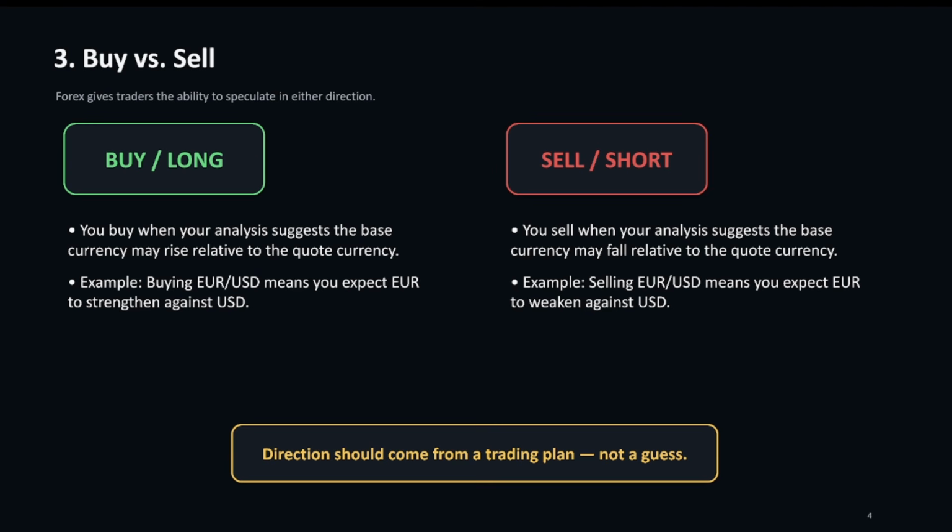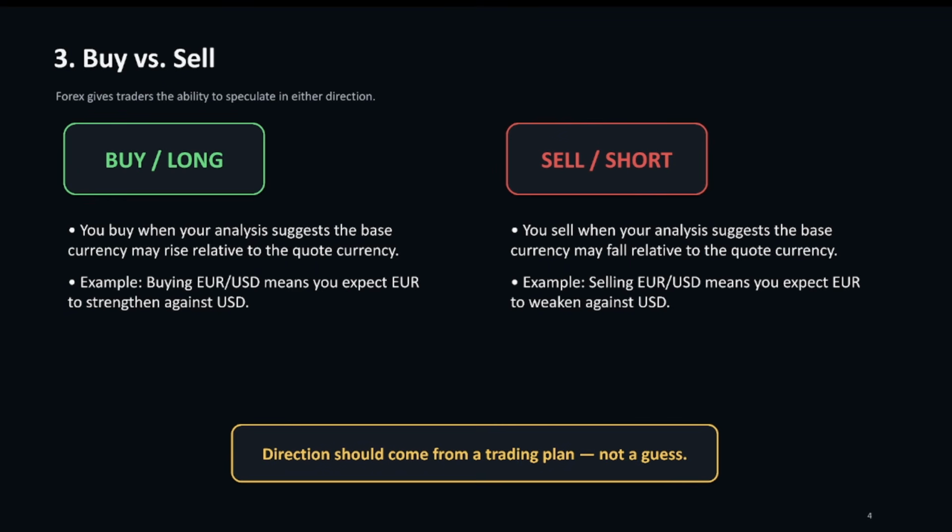Next, now Forex gives traders the ability to speculate and enter trades in either direction. So let's say we have our currency pair Euro USD, and we believe that the euro is going to be stronger than the US dollar. That means we're going to be looking to take buy positions in the market. Basically you buy when your analysis suggests the base currency may rise relative to the quote currency. So if I believe that the euro is going to be stronger than the US dollar based on my strategy, I'm going to buy within the market.